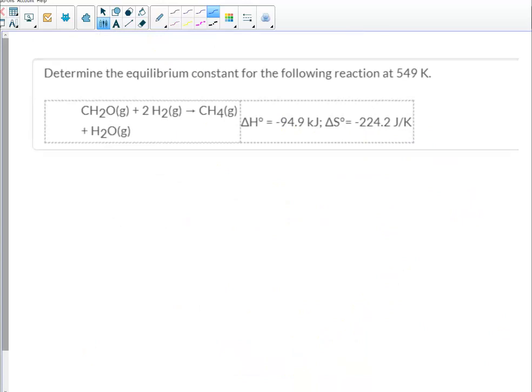One more just like it. I snipped it off of an old test question. Calculate the equilibrium constant. The equilibrium constant is found by using the opposite of the natural log raised to the delta G standard over RT. This time we have to work for delta G. Delta G is given to us, but only indirectly.